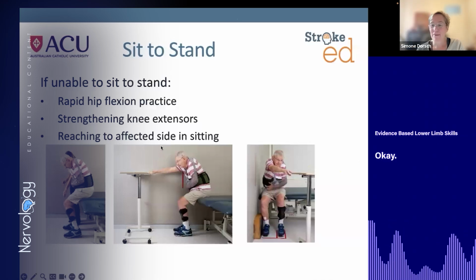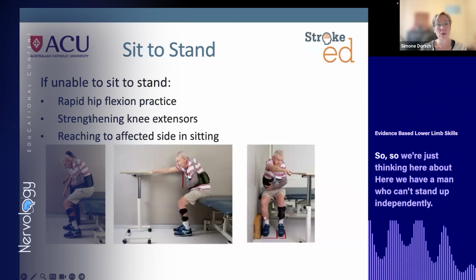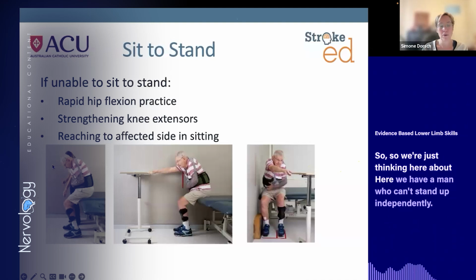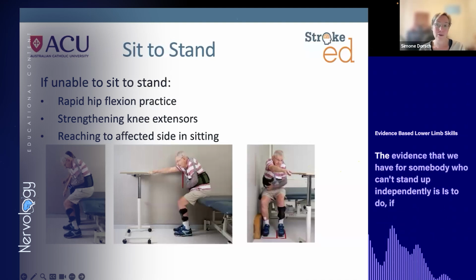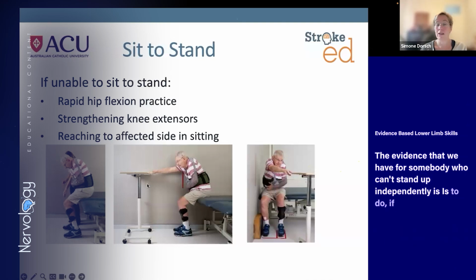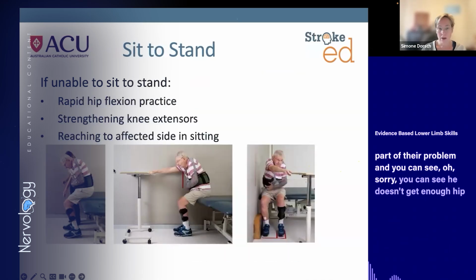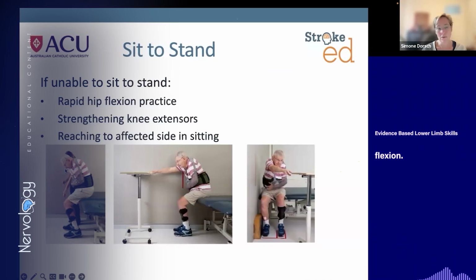Okay. So just looking at, I didn't want to leave out sit to stand and standing. Here we have a man who can't stand up independently. The evidence that we have for somebody who can't stand up independently is to do, if part of their problem, and you can see he doesn't get enough hip flexion.